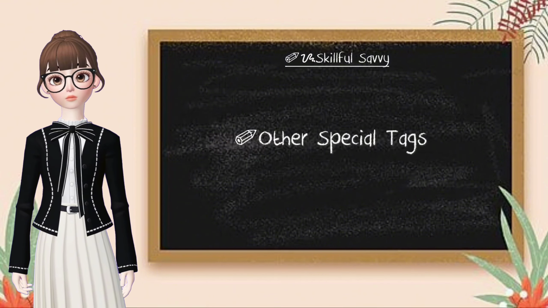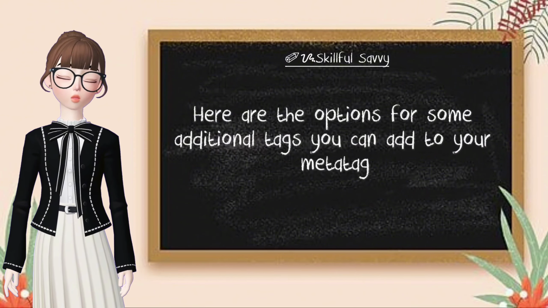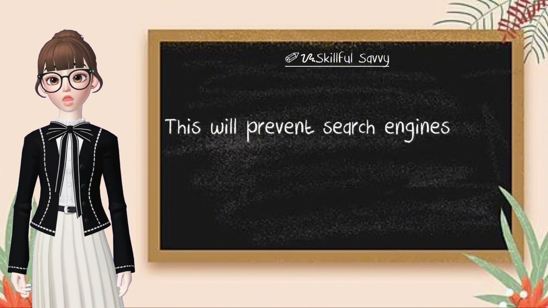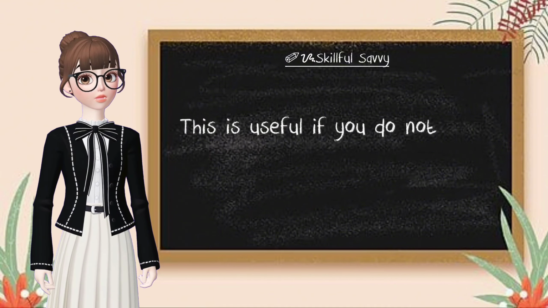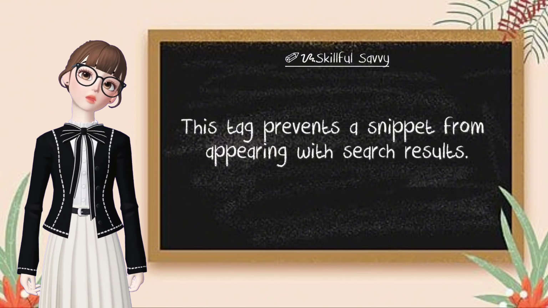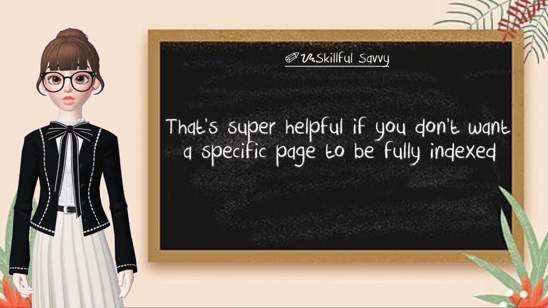Other special tags. Here are some additional tags you can add to your meta tag. Noarchive. This will prevent search engines from making a cached copy of the page. This is useful if you do not want older versions of a page to remain. Nosnippet. This tag prevents a snippet from appearing with search results. That's super helpful if you don't want a specific page to be fully shown.